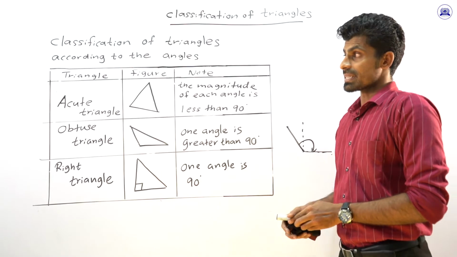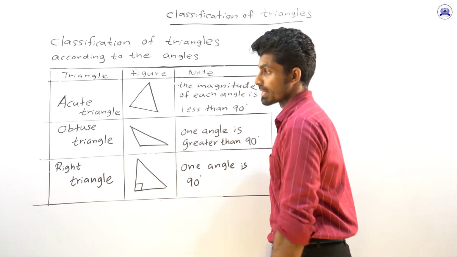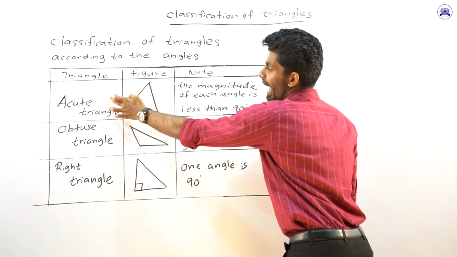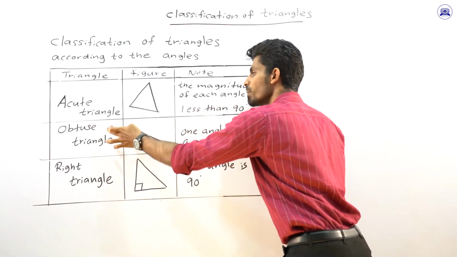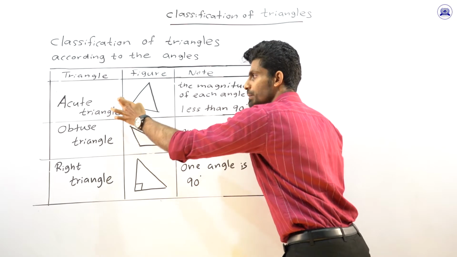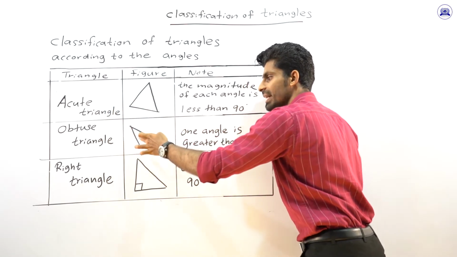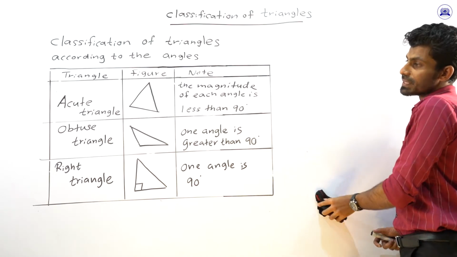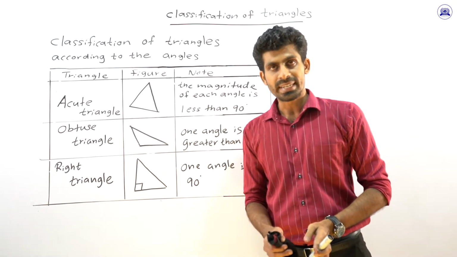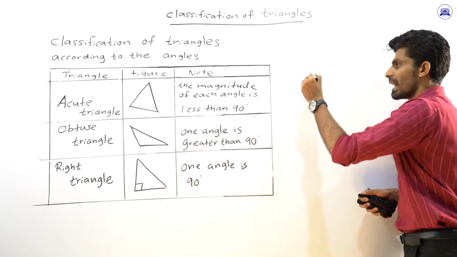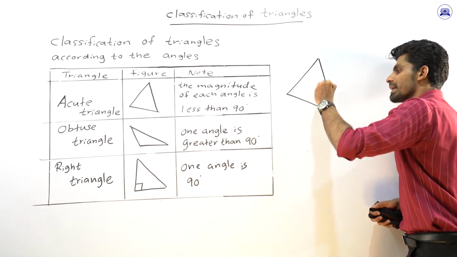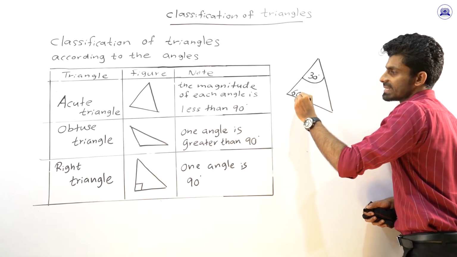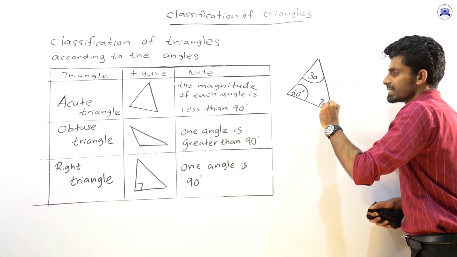Right? So what are the categories of triangles by considering angles? Acute triangle, obtuse triangle, right triangle. Let me show you some examples for each of the triangle types. Look at this one. I'm just taking 30 degrees and 60 degrees and also 70 degrees.